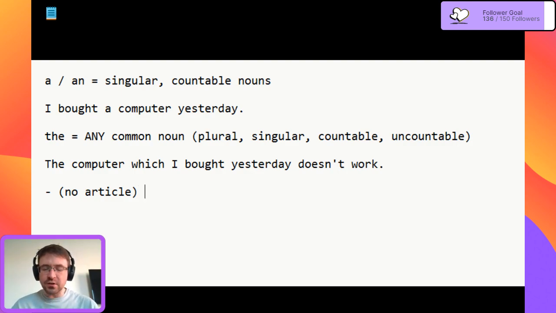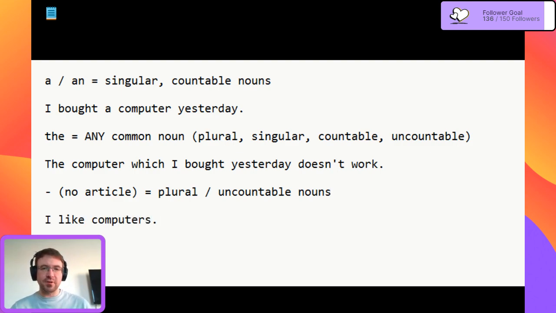And no article we can only use with plural or uncountable nouns. So for example, something like, I like computers. Computers is plural, so we can use it without an article. So these are the principal types of articles that we have in English.